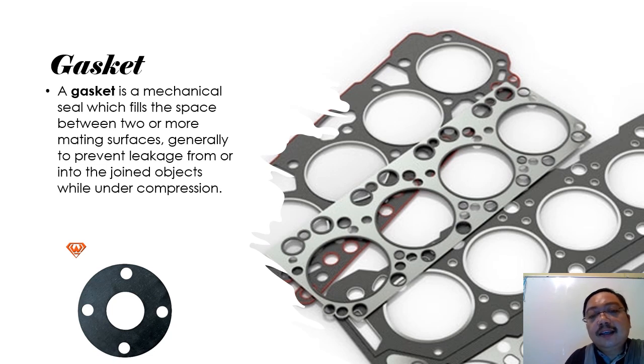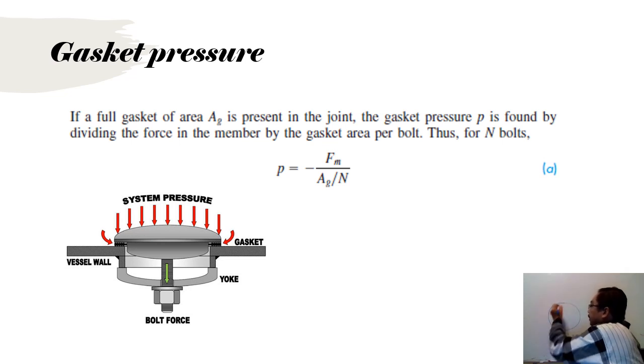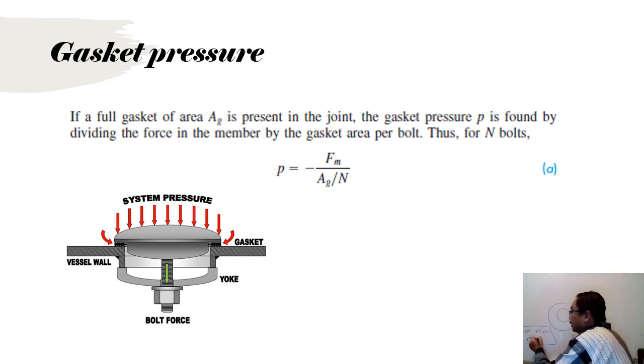You can find gaskets in engines, usually in engine parts where oil components are involved. Gasket pressure in the full gasket of area AG. AG stands for gasket; AG here is the area for the gasket. Usually a gasket comes like this, as in the previous slide. You put the gasket, and it is the area of the gasket itself.